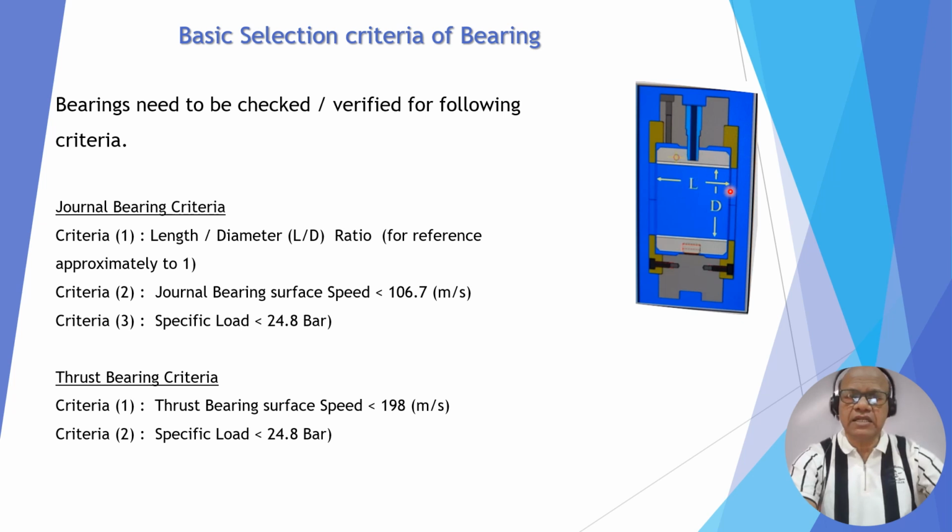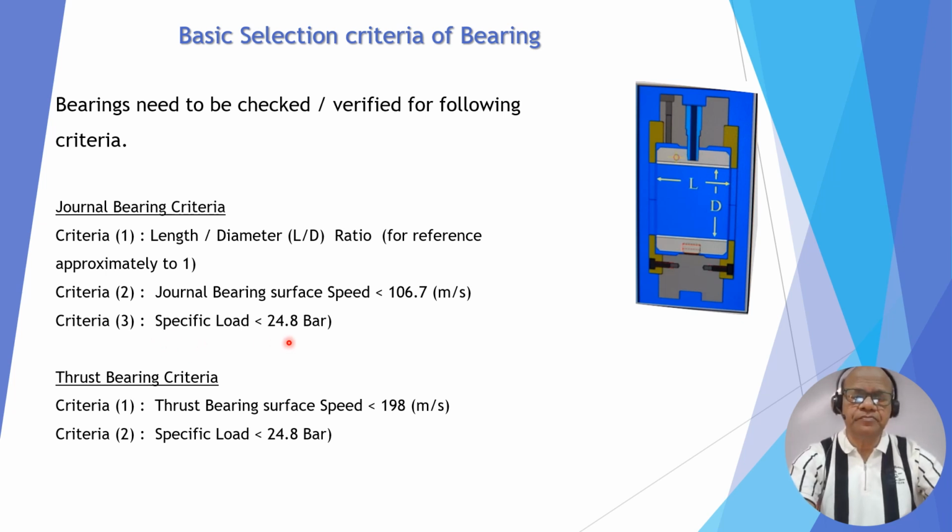This is the length and this is the diameter, the section of the bearing. This ratio should be close to 1. This is just for reference. It can be different, it can be less or more, but this is for reference. Criterion number 2: general bearing surface speed should be less than 106.7 meters per second. And what is this? This is pi d n by 60, where d is the diameter of the journal and n is the speed of the shaft. The relative speed of the bearing is the same as the speed of the shaft, so you can use pi d n.